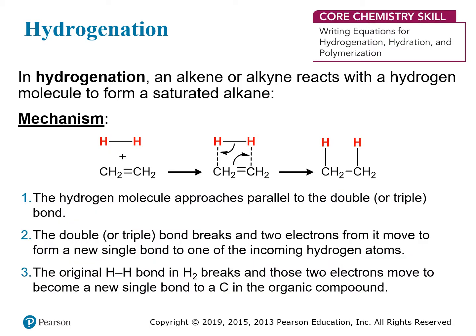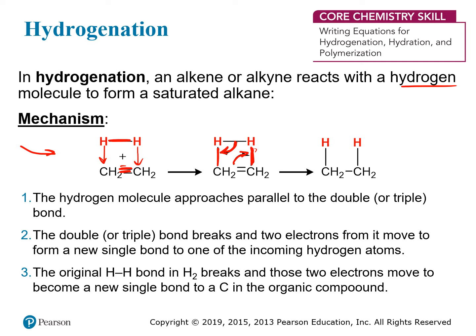In hydrogenation, an alkene or alkyne reacts with a hydrogen molecule to form a saturated alkane. You can see the mechanism depicted here. A hydrogen molecule approaches an alkene with the hydrogen-hydrogen bond parallel to the double bond in the alkene. This places one hydrogen over one of the carbons in the double bond and the other hydrogen over the other. These hydrogen-carbon pairs start to form new bonds between them as the electrons migrate from the hydrogen-hydrogen bond and from the double bond in the alkene.